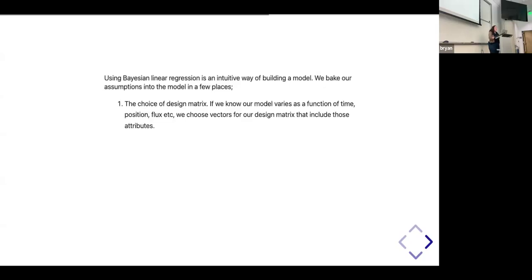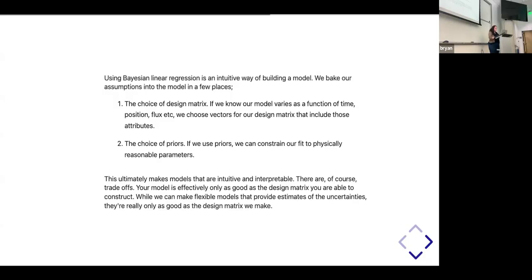Okay, we're going to build in assumptions in a few places. Choice of design matrix, we've already talked about this a lot. You are using your physics, astronomer, scientist intuition to build a design matrix. You're choosing priors. If you're going to do this Bayesian approach, you're going to choose priors. That is another place that your intuition or your previous data is going to come in. But ultimately, this kind of approach is fairly intuitive, interpretable, and you can make it Bayesian. Your model is effectively only as good as the design matrix that you're going to be able to build.